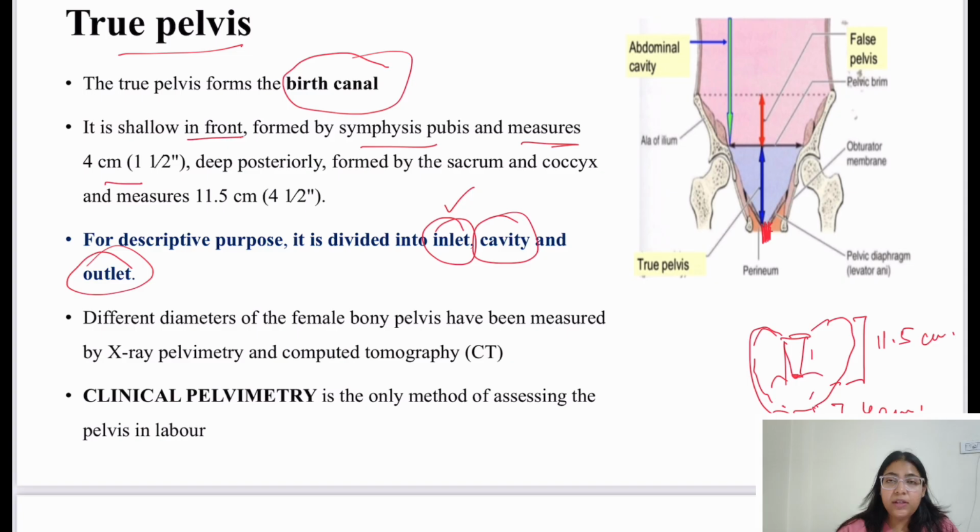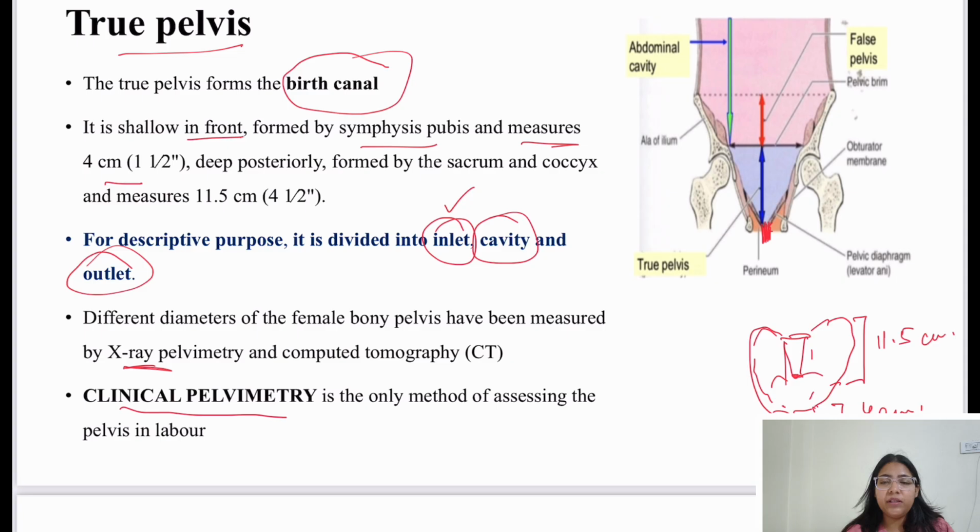And how do we know about the diameters of the inlet, cavity and the outlet? You cannot measure it in a living person by your hands or by any clinical method. So what do we do? How has it been measured? X-ray was taken and CT was taken, and that is how we know the diameters, that these are the standard diameters of the pelvis. And what we do in labor is clinical pelvimetry. We cannot measure all the diameters, we can only measure one AP diameter, which I'll tell you later, and that is known as clinical pelvimetry.